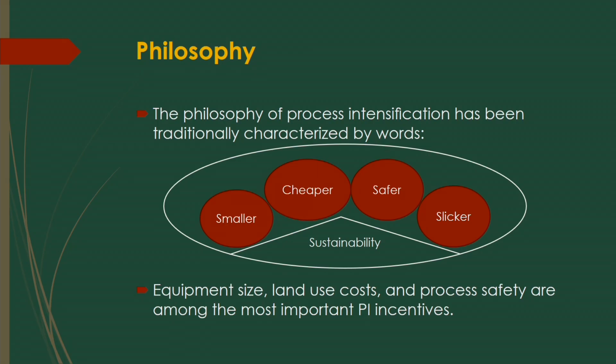Now, what is the philosophy of process intensification? The philosophy of process intensification has been traditionally characterized by these few words: smaller, cheaper, safer, sleeker and sustainability. These 5 words are very important for process intensification. Smaller means you have to procure equipment that is very small. Nowadays that is why it is coming from macro to micro then nano.